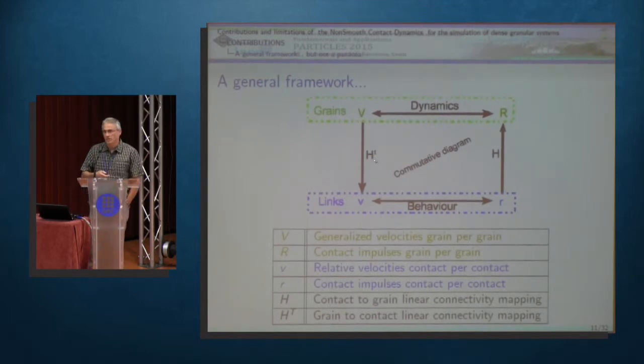So these simulations are performed within a general framework of the non-smooth contact dynamics. It is summarized in this commutative diagram, where the main variables are given. At the level of the grain, we have the generalized velocity, capital V, grain per grain, and the contact impulse, capital R, grain per grain. We have the equivalent variables at the level of the contact, small v and small r, relative velocity, contact per contact, and contact impulse, contact per contact. And to pass from the level of the grain to the level of the contact, we have two linear connectivity mappings, H and its transpose. This mapping is assumed to be linear by approximation at each time step, of course.